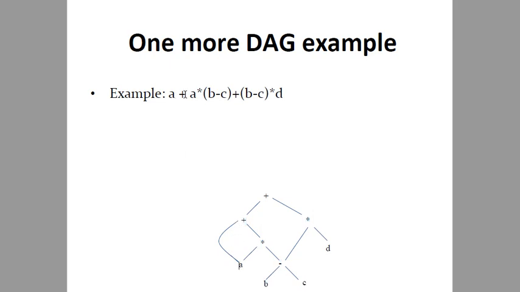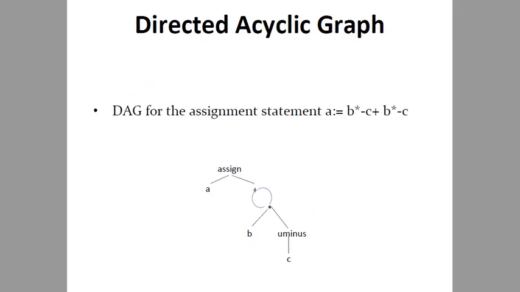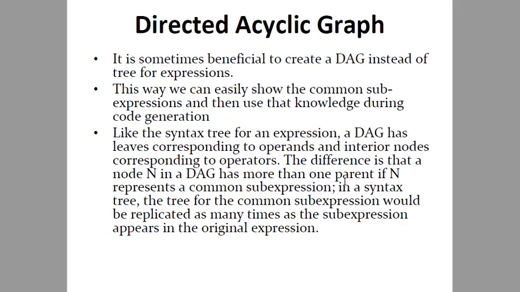For this A plus, so A plus A into B minus C. Instead of creating one more node for A, we are just connecting this particular vertex to another vertex by one more edge. The difference is that a node n in a DAG has more than one parent if n represents a common sub-expression.